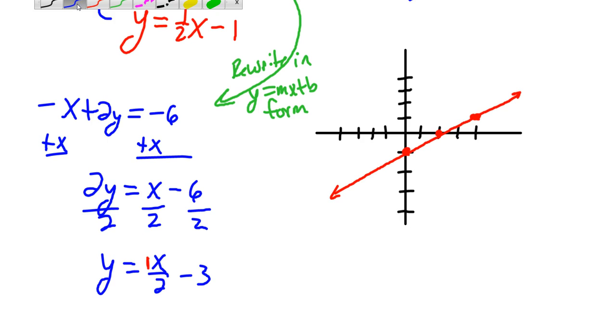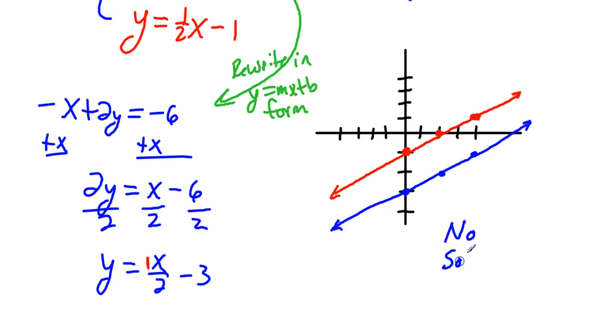Okay, so for this one, we're going to start at -3, and our slope is 1/2, so we're going up 1 and over 2. Up 1 and over 2. And if you go back and graph that line, it's parallel. So if they don't touch, no touching means no solution.